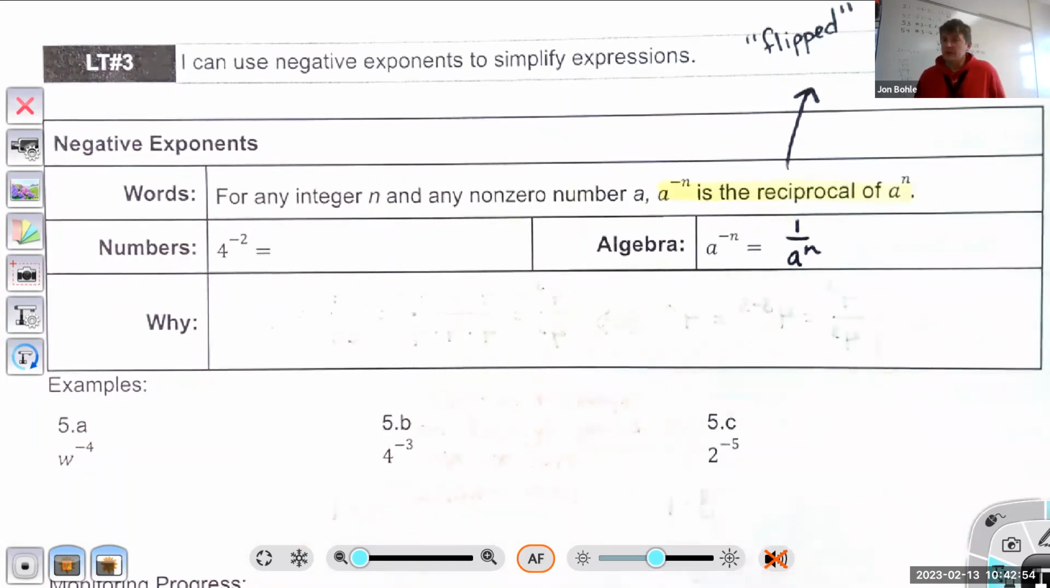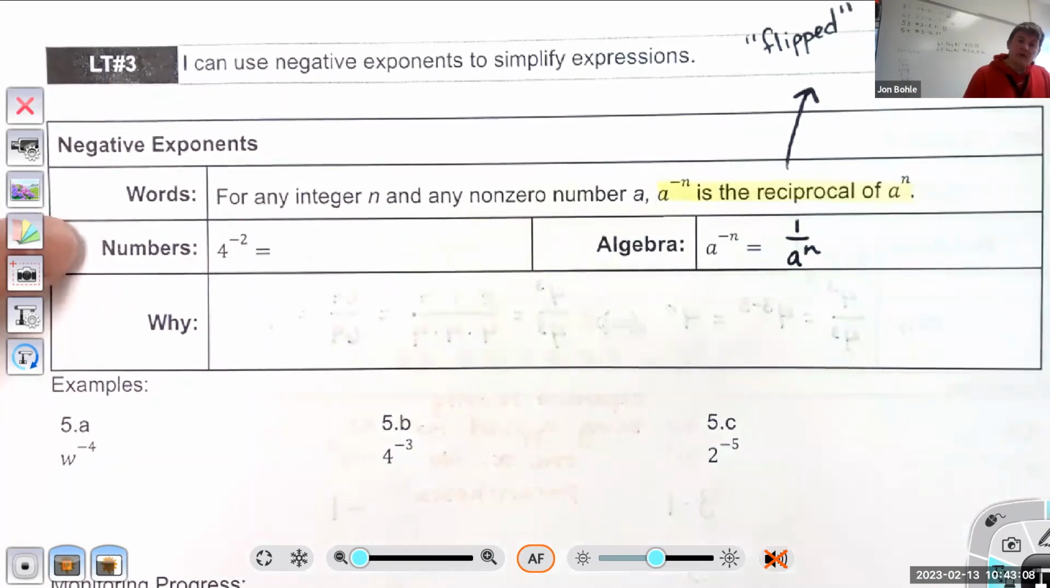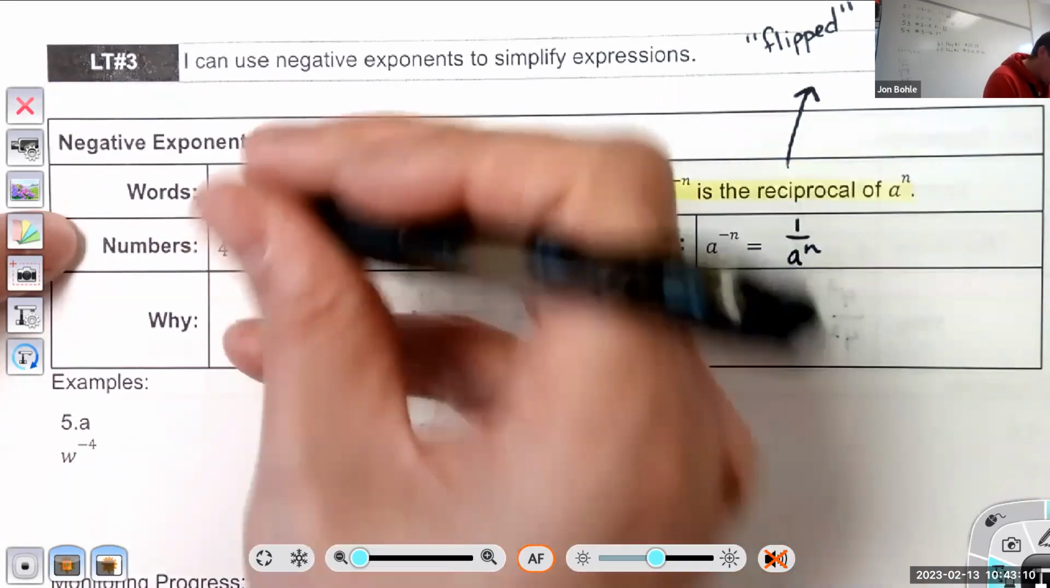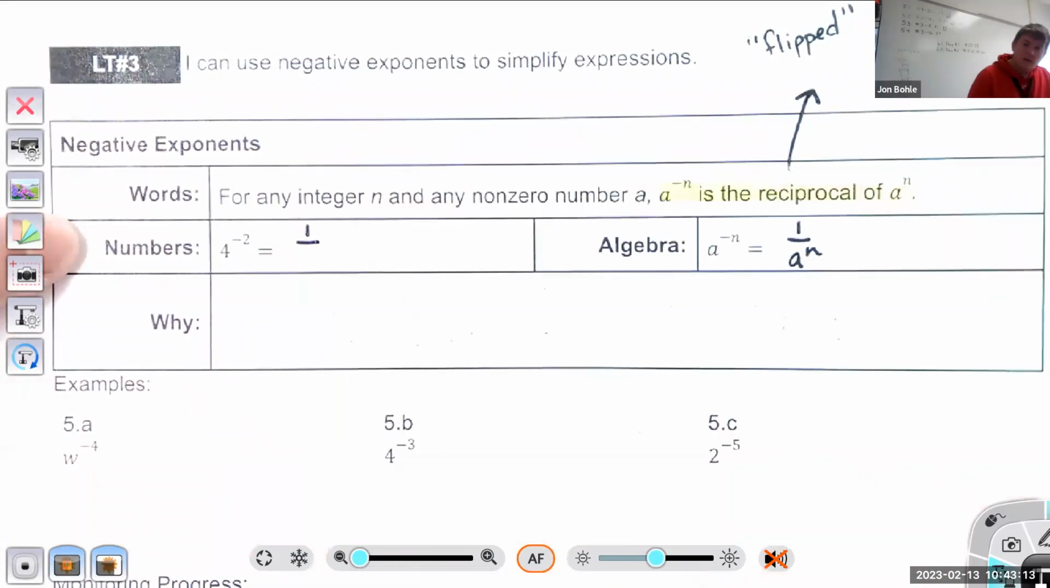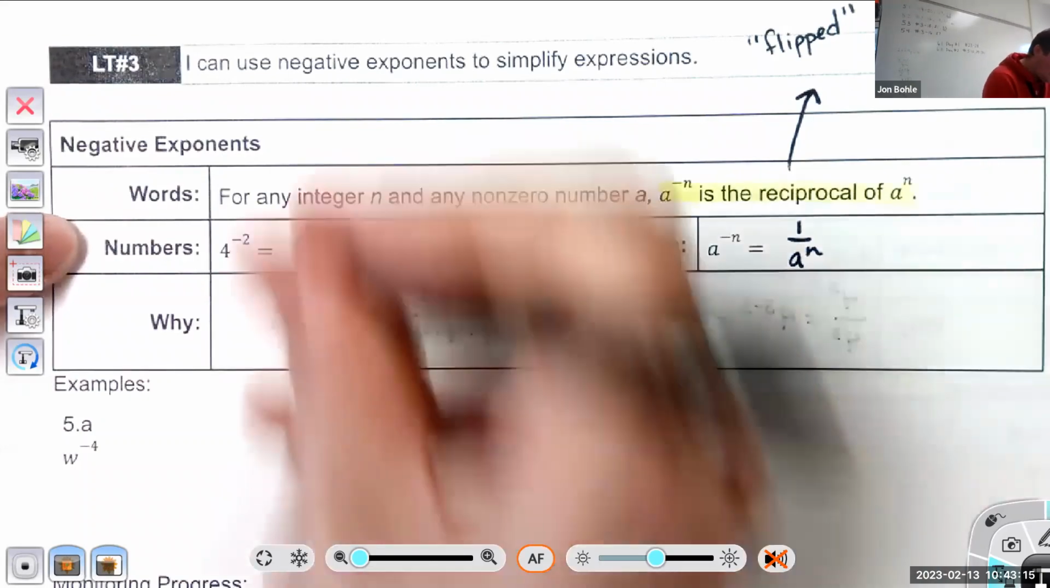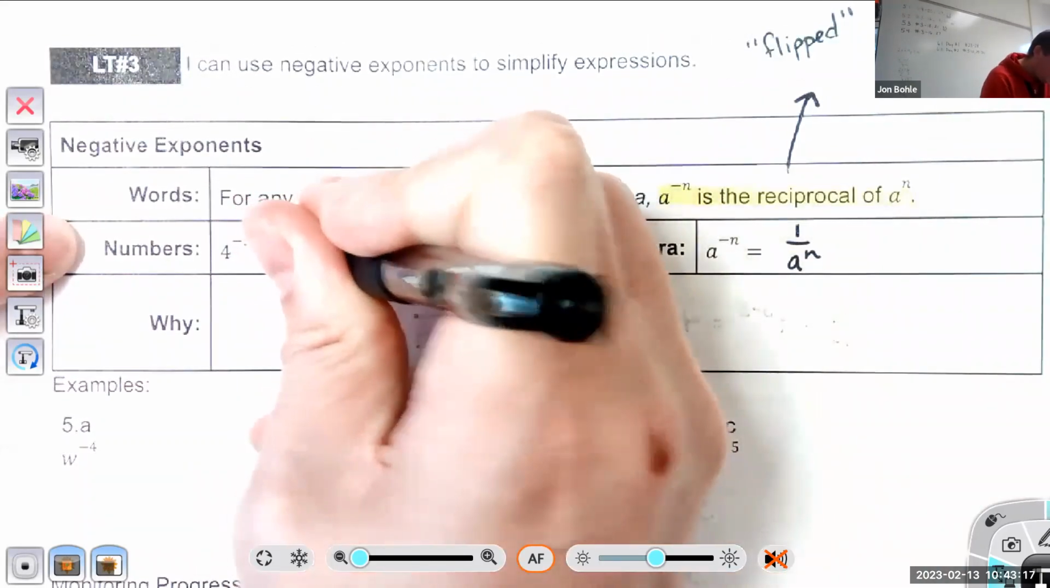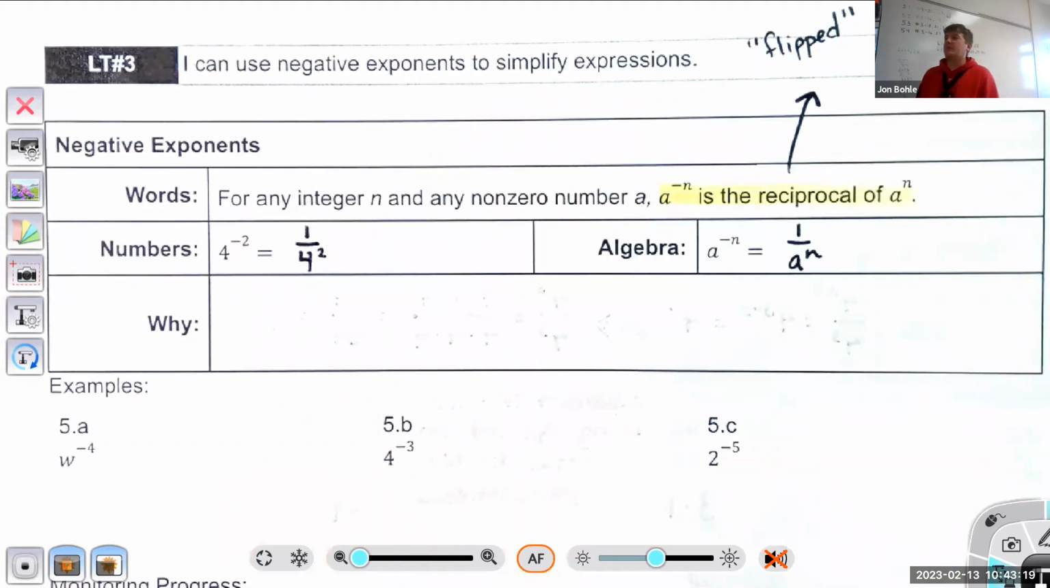Essentially, your rule is if the exponent is negative, not the base, if only the exponent is negative, you are going to put it under 1 and make the exponent positive. So 4 to the negative second power is going to be under 1, and make its exponent positive. And that's how you're going to do negative exponents.